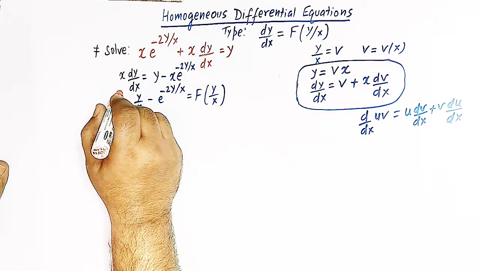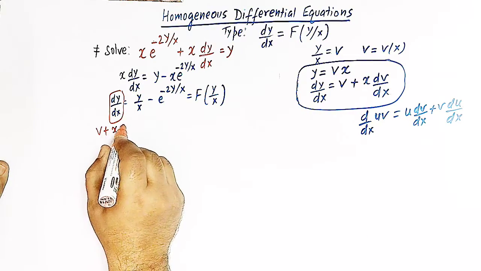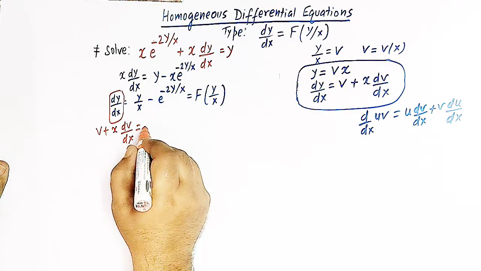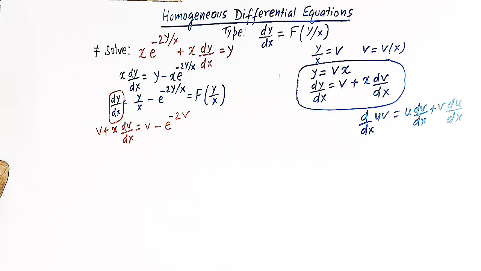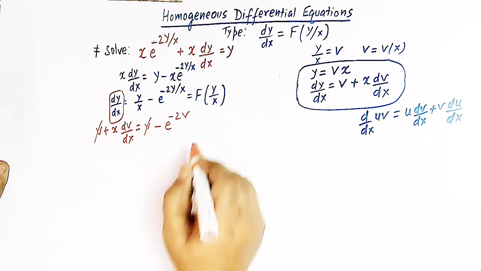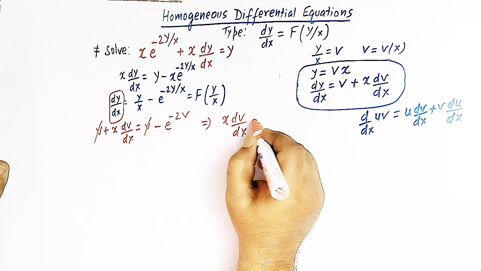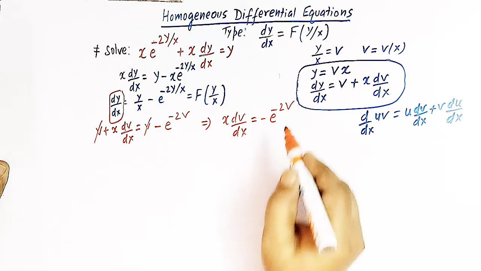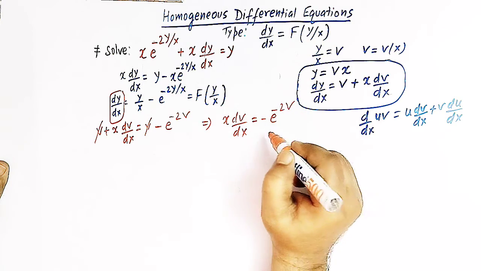So now this dy over dx can be replaced by v plus x dv over dx, and here we have y over x, that is v, then we have minus e raised to minus 2v, because y over x is v. Now this v and this v get cancelled, so we are left with x dv over dx is equal to minus e raised to minus 2v, right? So now we have got a differential equation in the variable separable form.